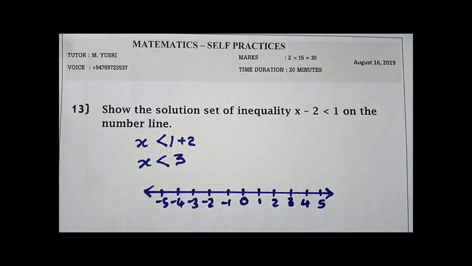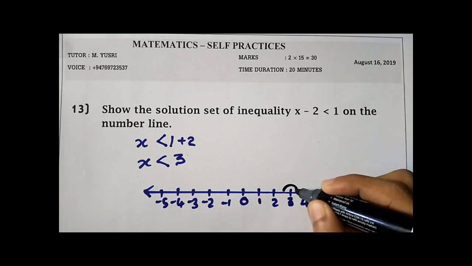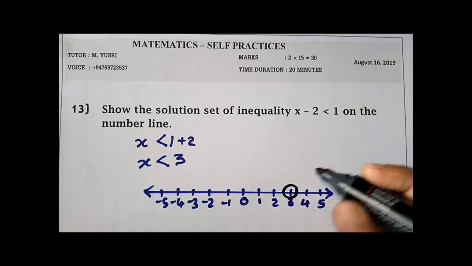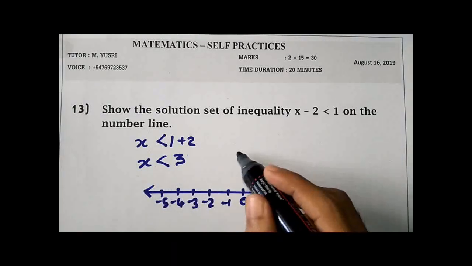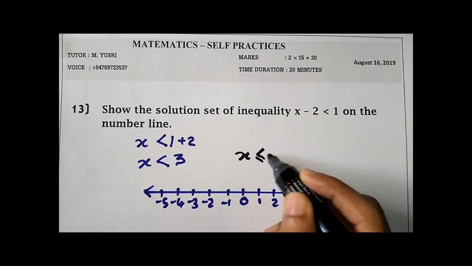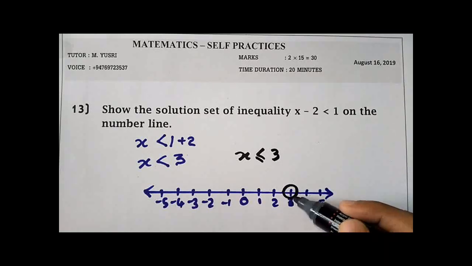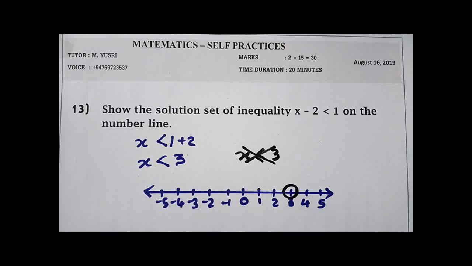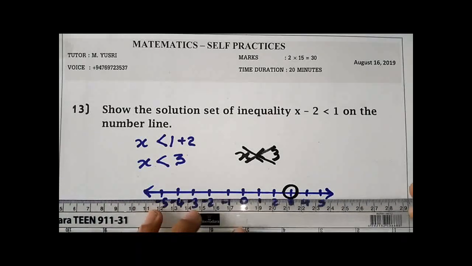So how to represent this on a number line? You can see 3. Where is 3? 3 is here. First of all we have to mark that, and we should not shade it. What's the reason? Because they haven't given it as equal. If they gave x is less than or equal to 3, then definitely we would have to shade this. But this time it's not. Now less than means left side or right side? It's the left side. So definitely we have to shade all of this.